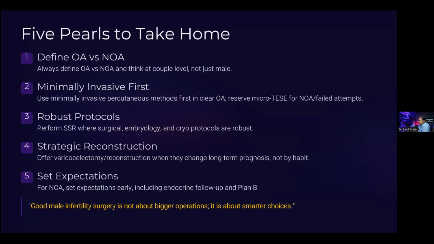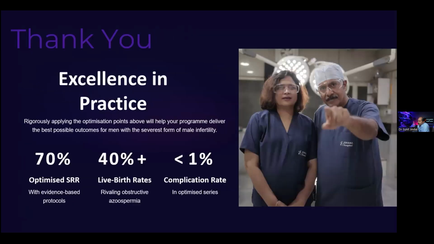So good male infertility surgery is not about a bigger operation. It's about smarter choices. So we've been doing it for a very long time now. And we've realized that we could probably retrieve sperms in 70% with a live birth rate which can be good and very less complication rates.